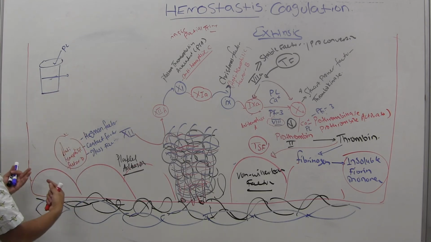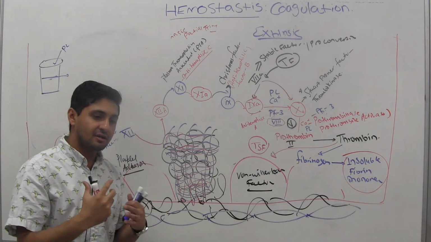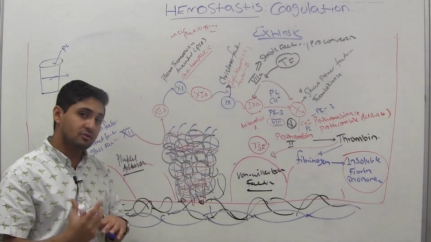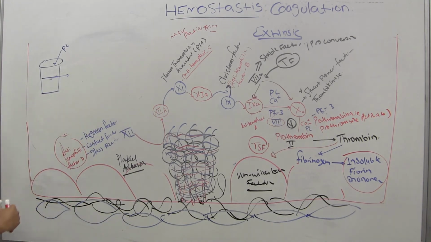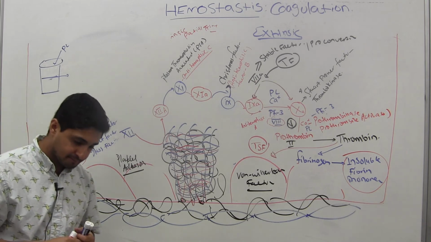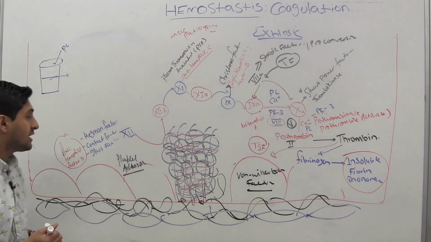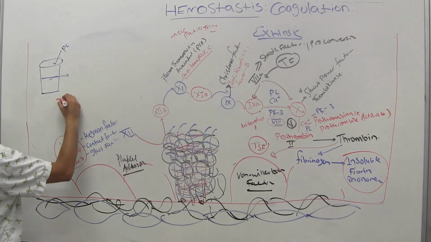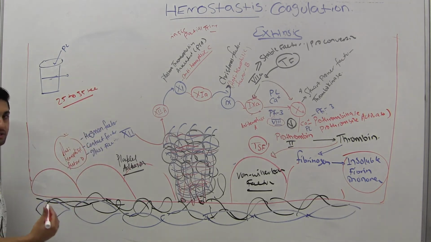When they add calcium, they time it. How long it takes to form a clot will tell you whether it is the intrinsic or extrinsic pathway. Usually for this one, about 25 to 35 seconds is considered a normal time.